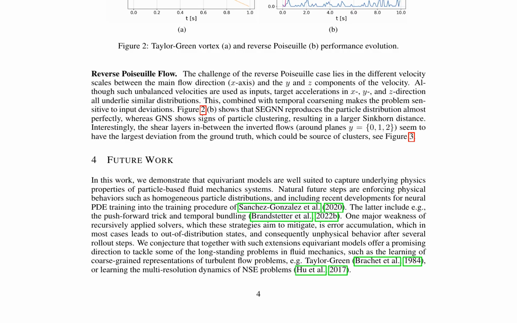The study also highlights potential avenues for future research, including enforcing physical behaviors such as homogeneous particle distributions and incorporating recent developments for neural PDE training. Combining these strategies with equivariant models could lead to promising solutions for long-standing problems in fluid mechanics, like learning coarse-grained representations of turbulent flow problems or multi-resolution dynamics of Navier-Stokes equations.